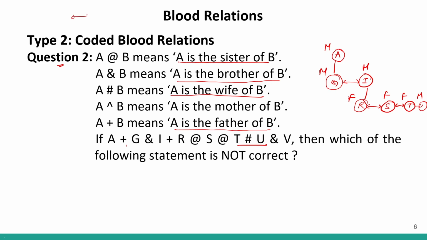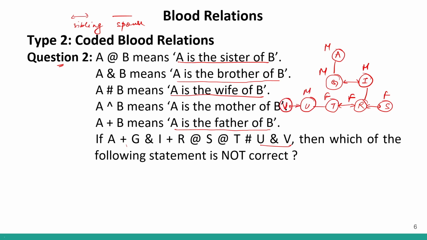So this bond shows sibling and this bond shows spouse. Okay? Now, U and V means U is the brother of V. So U has a brother. I am drawing the bond like this. Let's say T is this side. We have T female married to U male, and U has a brother V. U is the brother of V. V's gender is unknown.